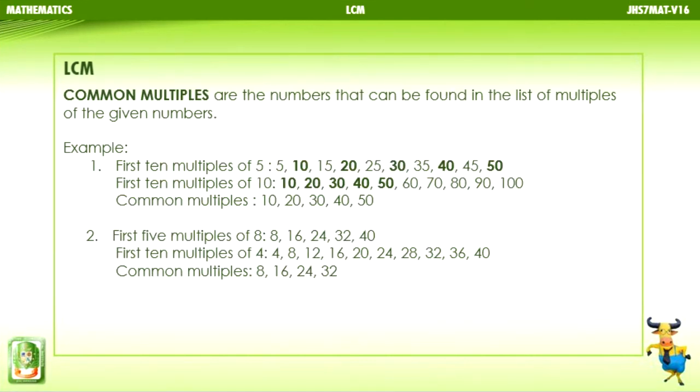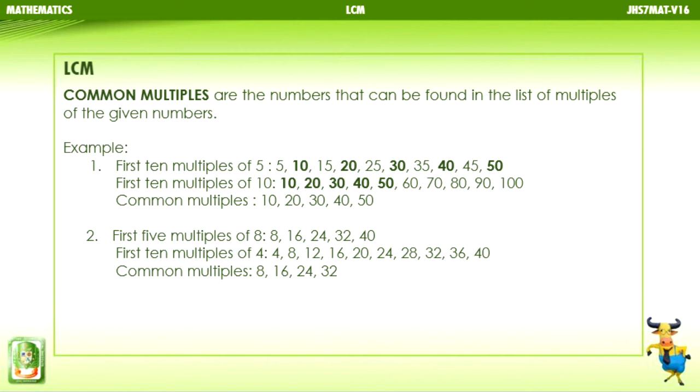Common multiples are the numbers that can be found in the lists of multiples of the given numbers. Example 1. First 10 multiples of 5 are 5, 10, 15, 20, 25, 30, 35, 40, 45, 50. First 10 multiples of 10 are 10, 20, 30, 40, 50, 60, 70, 80, 90, and 100. Their common multiples are 10, 20, 30, 40, 50.